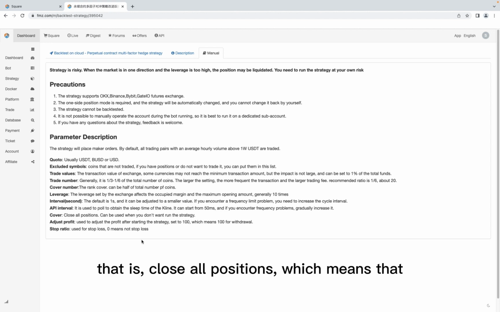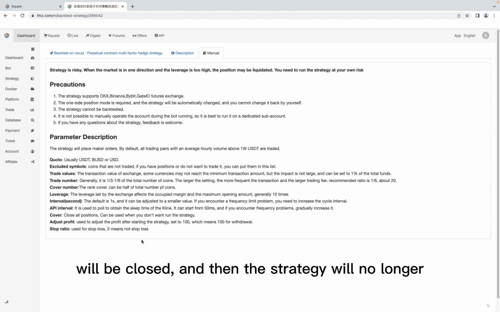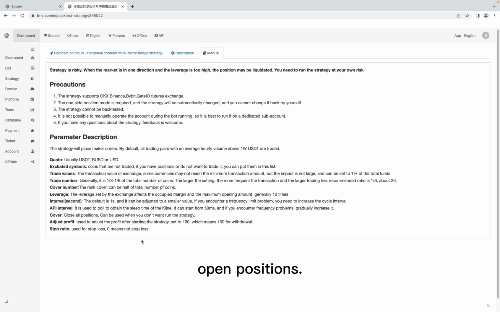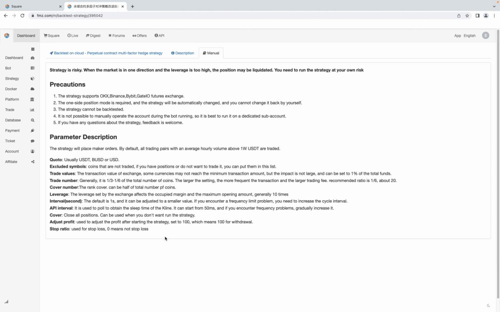That is, when the stop loss line is reached, all positions will be closed, and then the strategy will no longer open positions. This is a risk control measure. This risk control parameter is mainly used to set the stop loss ratio.